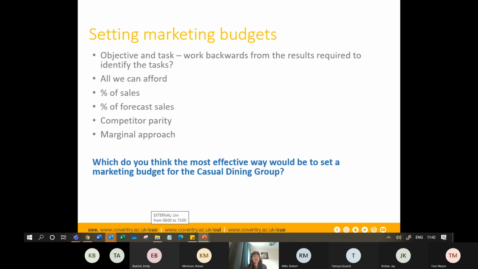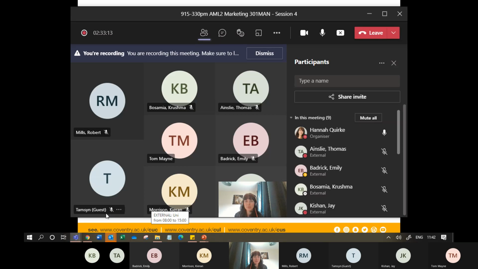So they're the ways that we'd set ourselves marketing budgets. So based on those, which do you think would be the best way for the casual dining group to do it in terms of the amount of money they're spending on their marketing? Would they do it based on their campaigns? They do it objective and task? Do you think they should put any money they can afford on it? Do you think they should do it based on how much they feel they should spend on sales? What do you reckon?